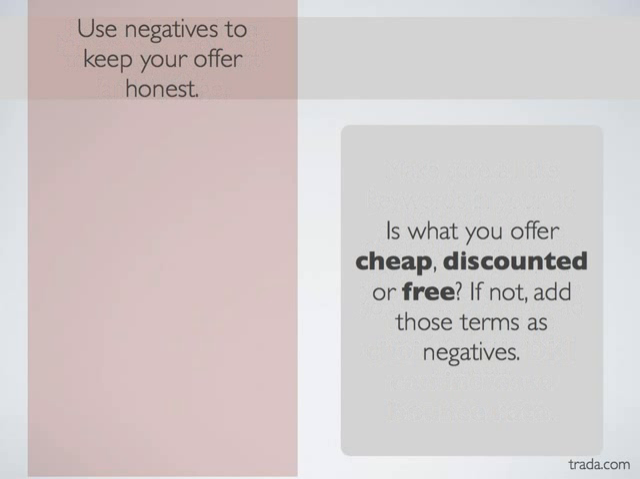And use negatives to keep your offer honest. So the idea here is basically if you're not using cheap, discounted, and free as negatives, and you are selling things that aren't cheap, discounted, and free, people are going to click on your ad looking for cheap, discounted, and free, find out when they get to the other side that they have to pay for things, and immediately bounce off, which is going to increase your bounce rate.